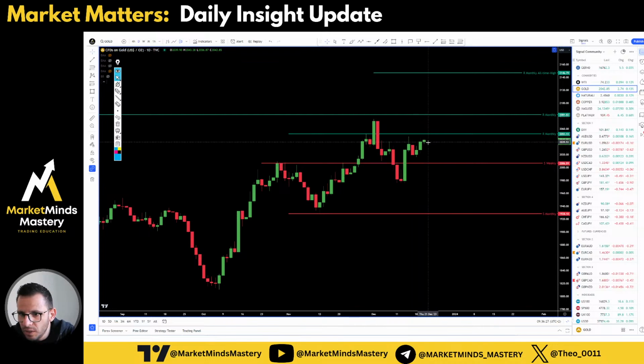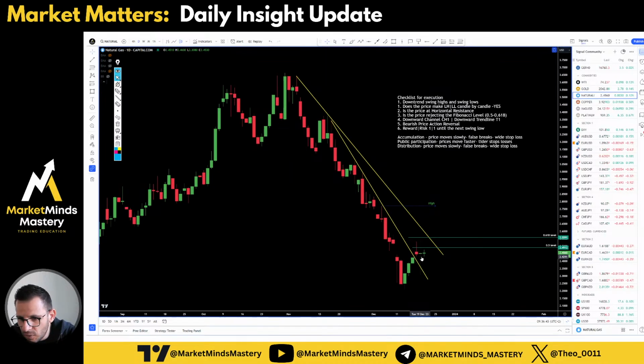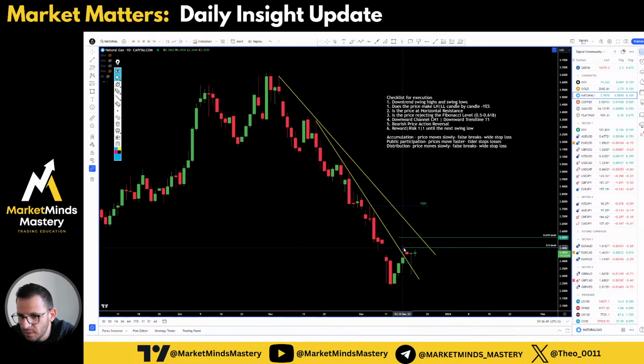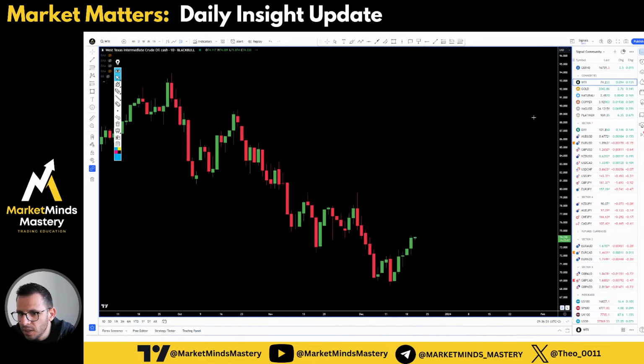Gold, we might see more push higher because we have new structure here with swing point A and swing point B. This swing point is higher than this swing point, so we might see some more push to the upside. Natural gas was a good trade yesterday, the one we spoke about. The price gave one-to-one, so that's a very, very good one.